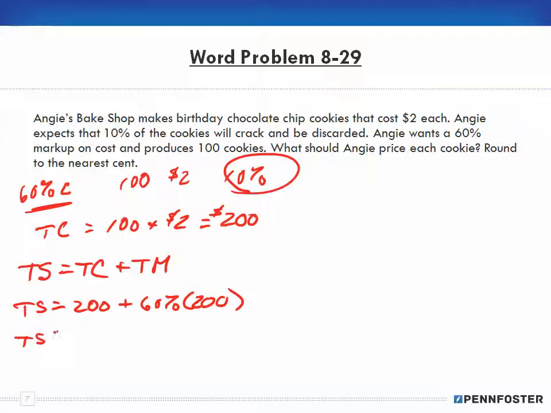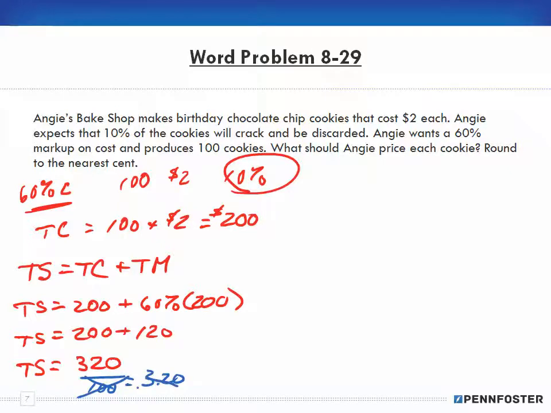So my total sales price is going to be 200 plus 60% of 200, which is 120, and that means my total sale price is going to be $320. Okay. Well, it would be easy to sit there and go, okay, $320 is my total selling price, and I want to know what my sales price per cookie would be by simply dividing by 100. And that means each cookie would be priced at $3.20, but that's not true.